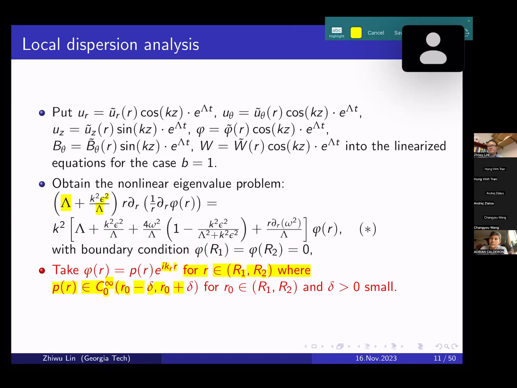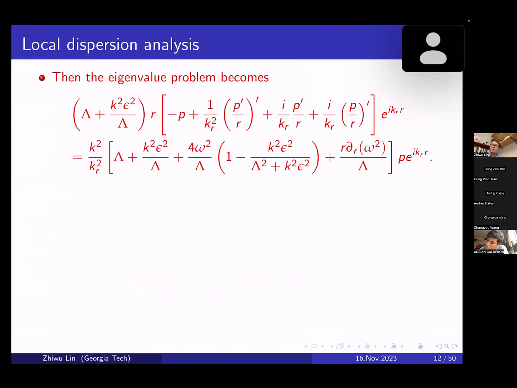We assume this K_r is big. In other words, we look for a very high frequency perturbation in the R direction. And also the perturbation is very localized at one point, R0. So you look for such a localized and highly oscillatory mode. It's like a WKB approximation in quantum mechanics. You plug this ansatz into the eigenvalue problem, then it becomes the following.